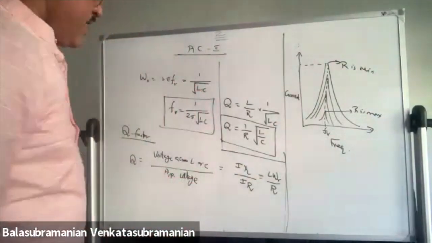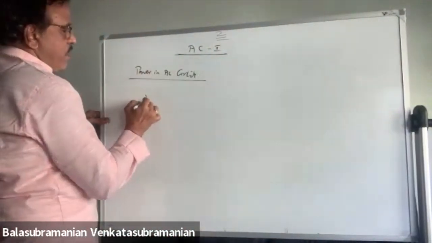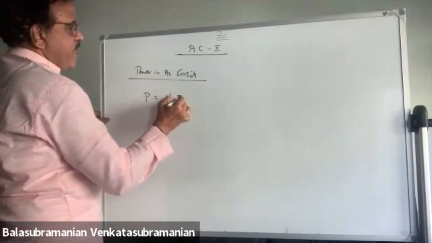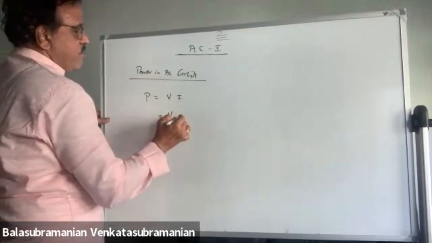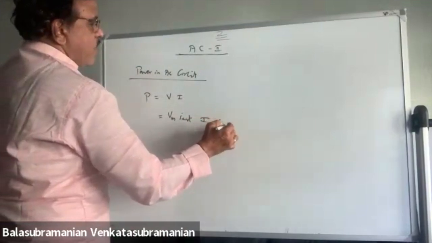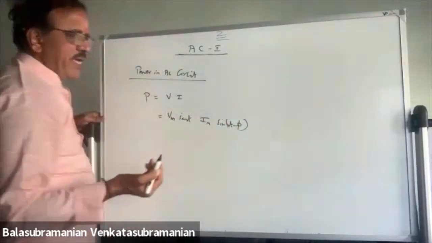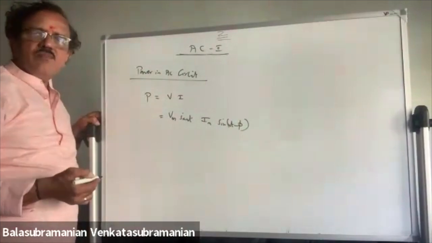Okay. Next, power in AC circuit. Power is a product of voltage and current: Vm sin omega t times Im sin (omega t minus phi). You can very well put minus phi or plus phi, no problem.